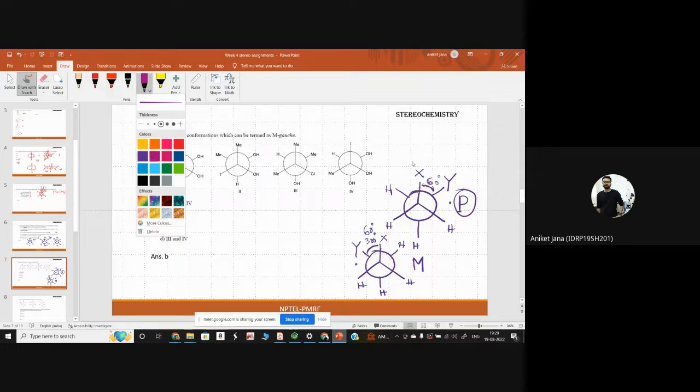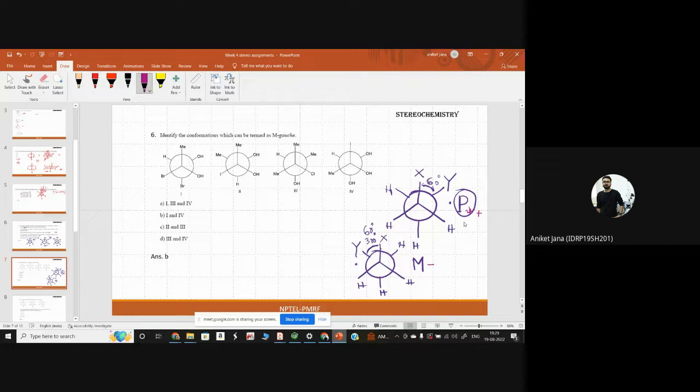Any doubt, anybody? So does P and M stand for something, or is it just notation? It is just notation. You can remember this one as plus and this one as minus. This is clockwise, right? And this is anti-clockwise. So you can remember it as positive and negative, but this is just a notation.